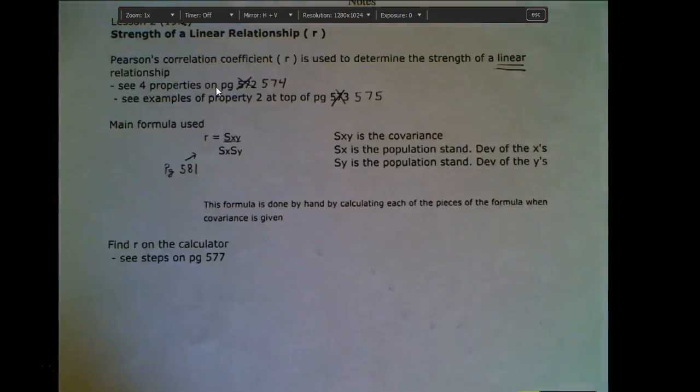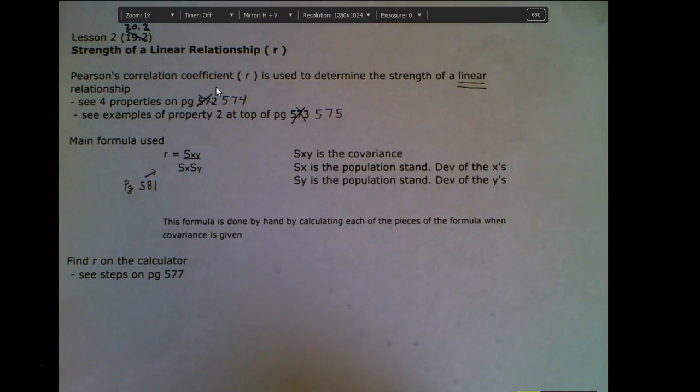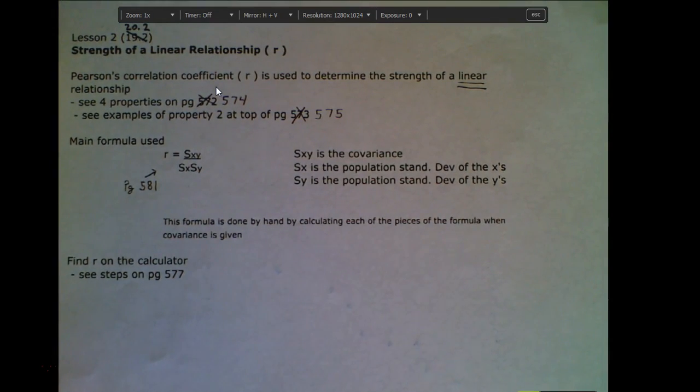As we look at this, there are two things we need to talk about. One is, how do you get that value? How do you calculate the r value? And the second thing is, once you have it, what does it mean? Once we get the value for r, we need to be able to interpret what that number represents. So first things first, how do you get the r value?